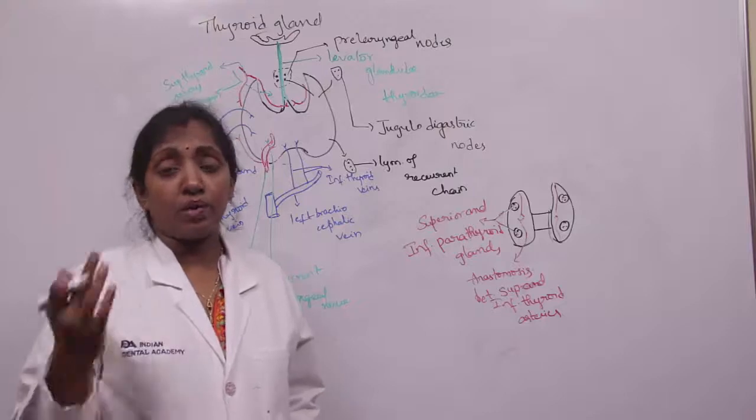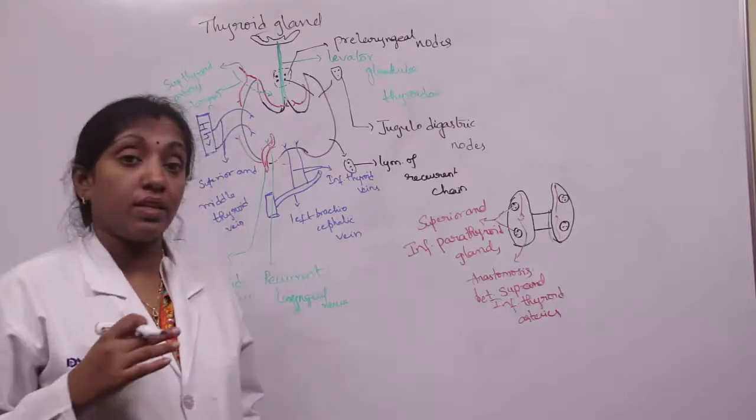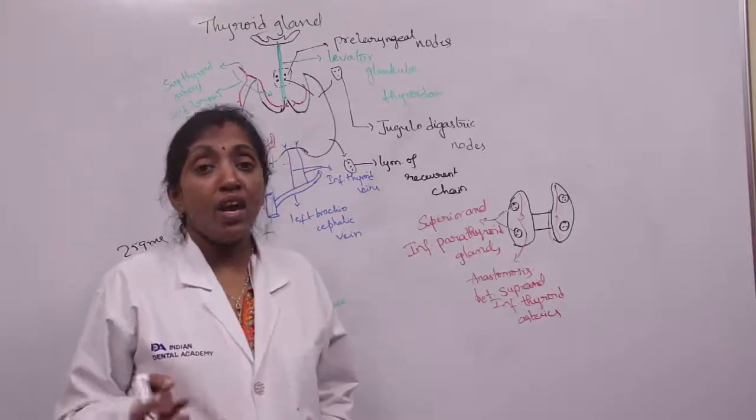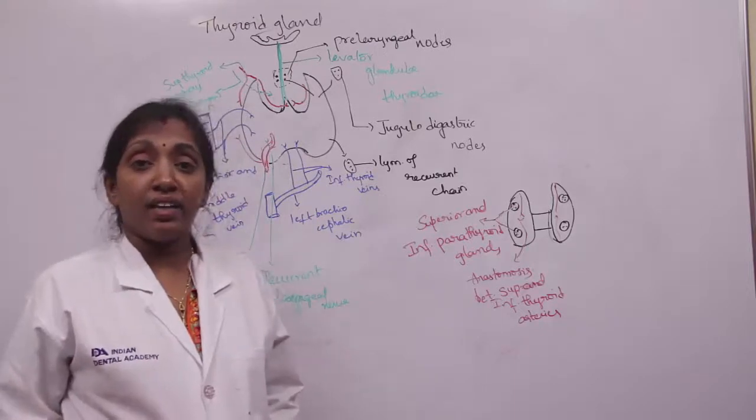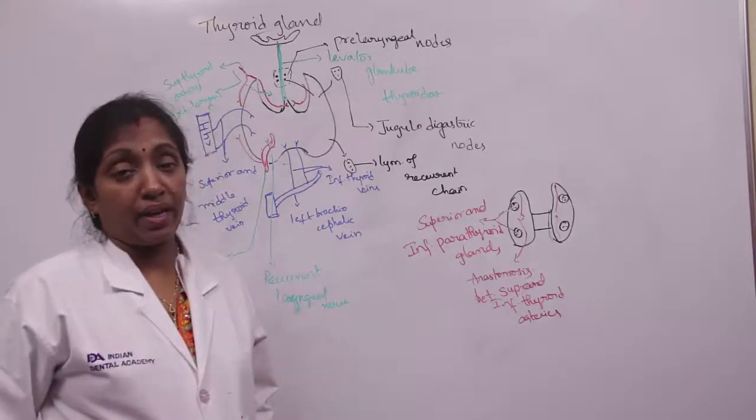The thyroid gland possesses a rich blood supply. It has a very rich blood supply compared to that of the adrenal gland and kidney.